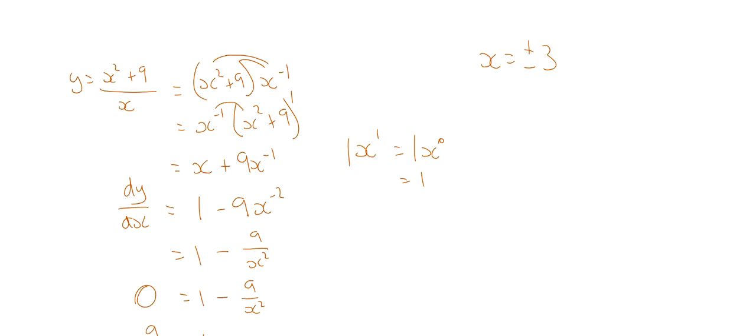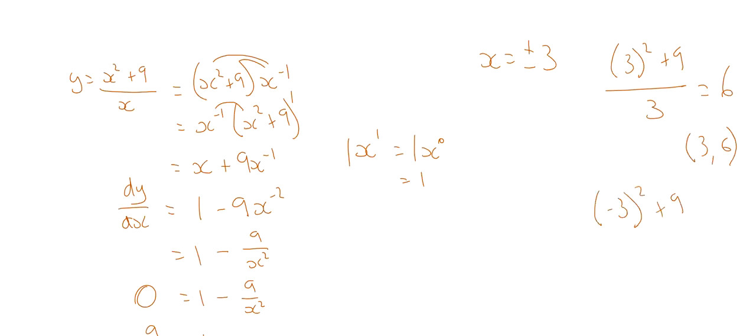So I have 3 squared plus 9 over 3. So 9 plus 9 is 18, over 3 is 6. So that means the first coordinate is (3, 6). The second one is going to be (-3) squared plus 9 all over -3. The top is exactly the same, 9 plus 9 is 18. But this time we divide by -3. So we've got (-3, -6). These are the coordinates of my 2 turning points.